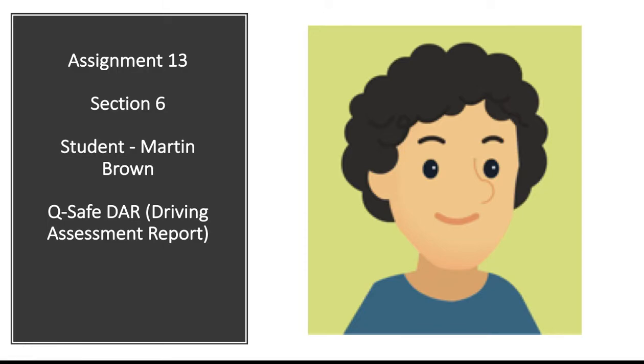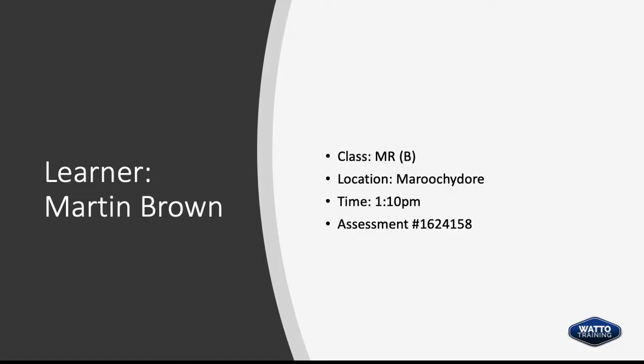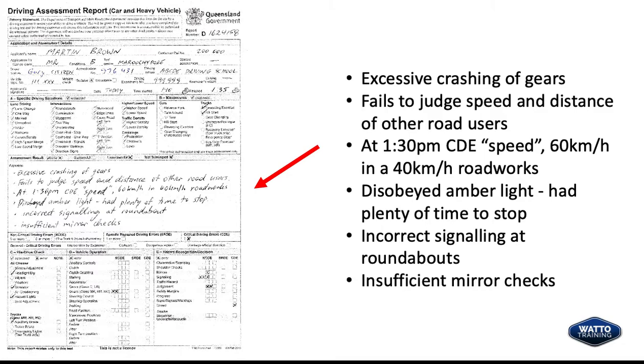Hi, this is Brendan from A13, and in this tutorial we take a look at Assignment 13, Section 6. Our student is Martin Brown. This is his Q-Safe Driving Assessment Report form. Martin has been for a medium rigid test with a B restriction, location Maroochydore, the time of test 1:10 p.m., and then we've got our driving assessment report form number.